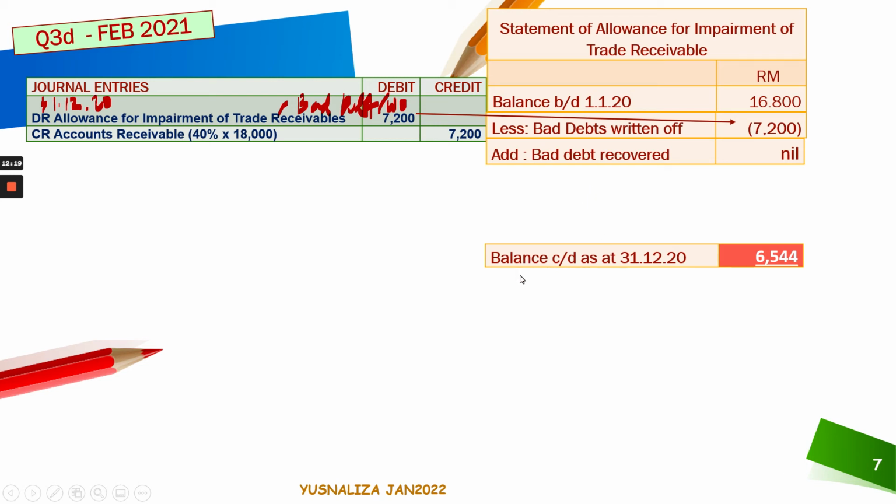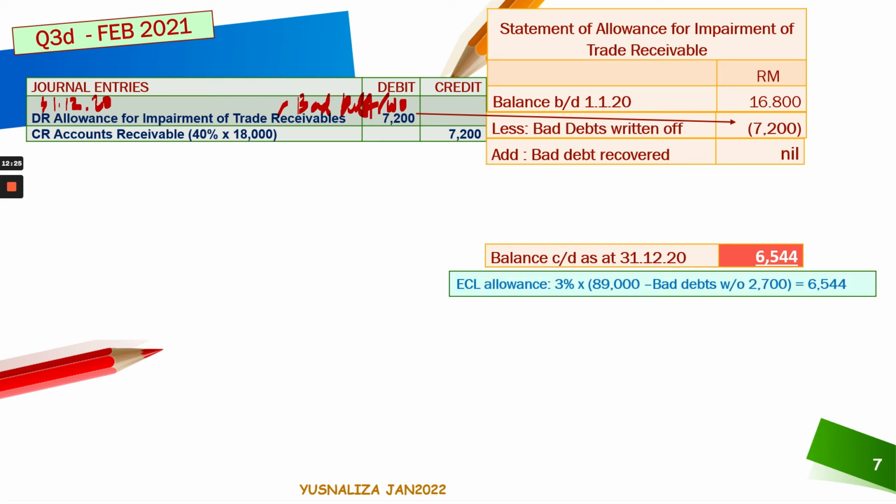And then the next stage is to look at what is the expected credit loss allowance at the end of the year, where the ECL allowance was given to be 3%. And earlier on, the balance in the receivable was 89,000, without taking into consideration the bad debts that were written off, which was the 7,200. Just make some correction there, please. So if the 89,000 minus bad debts written off 7,200, you multiply that by 3%, you get 6,544. So this will be the one that you will show here as the balance carried down.